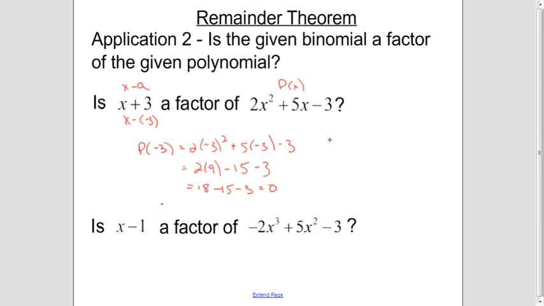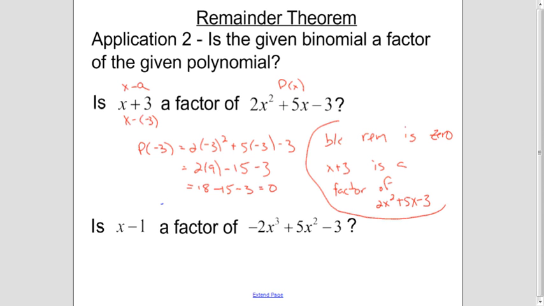Now, the way we answer is, because the remainder is 0, then x plus 3 is a factor of 2x squared plus 5x minus 3. That's the appropriate way to answer this, kind of with a full statement. It'll really help harness your understanding.